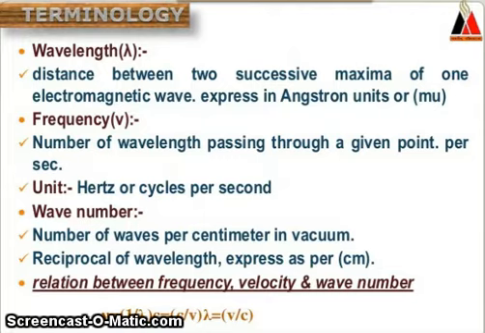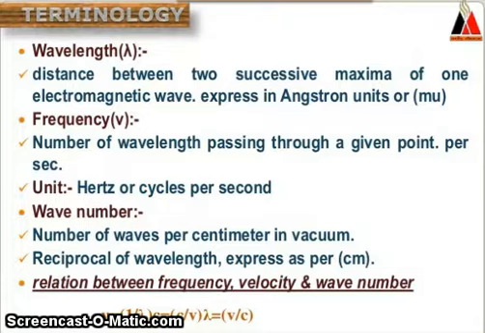Terminology. Wavelength, lambda: the distance between two successive maxima of one electromagnetic wave, expressed in angstrom units. Frequency: the number of wavelengths passing through a given point per second. Unit: hertz or cycles per second. Wave number: the number of waves per centimeter in vacuum, the reciprocal of wavelength, expressed as per centimeter.